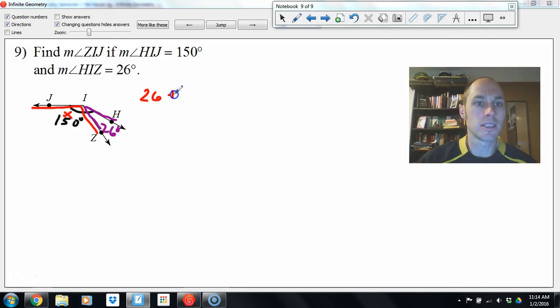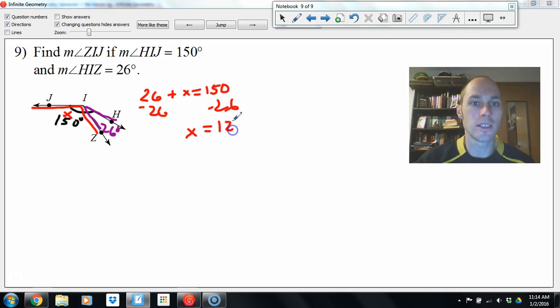So 26 plus x is equal to 150, since the two smaller angles add up to the full angle. So just solve for x, subtract 26 from both sides. X should be equal to 124 degrees.